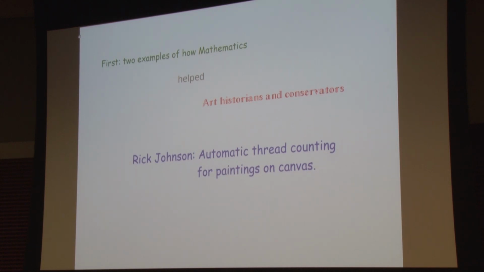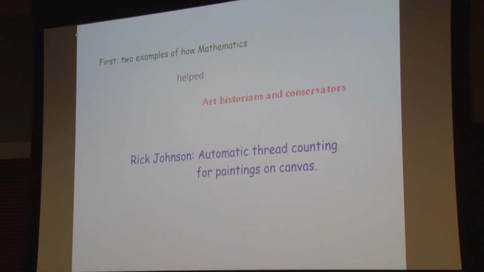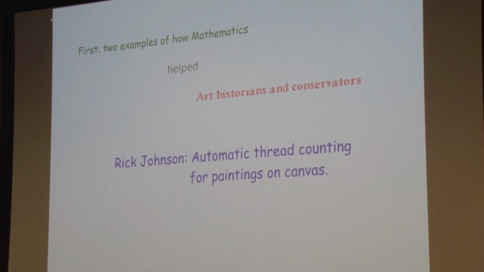Another project that I think is very nice and shows very nice impact of mathematics on art conservation is work by Rick Johnson on automatic thread counting. Now, Rick Johnson is an electrical engineer at Cornell University, and he is the guy who actually got me into using image processing for art conservation.